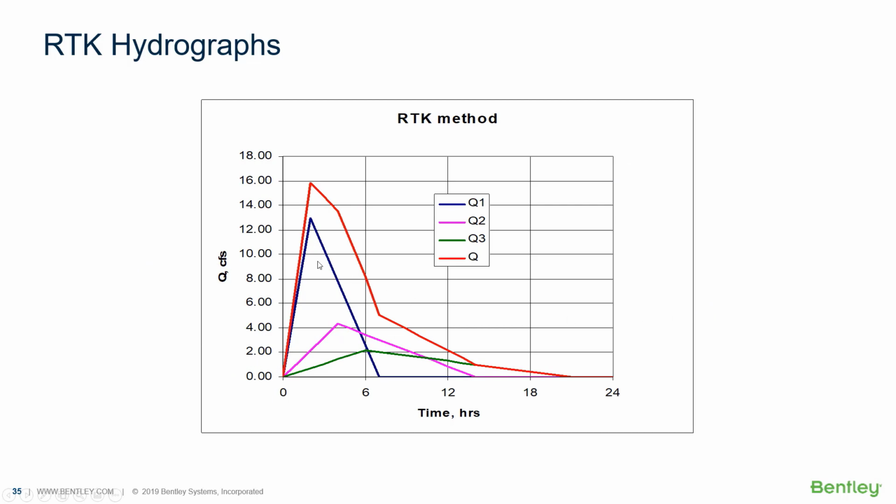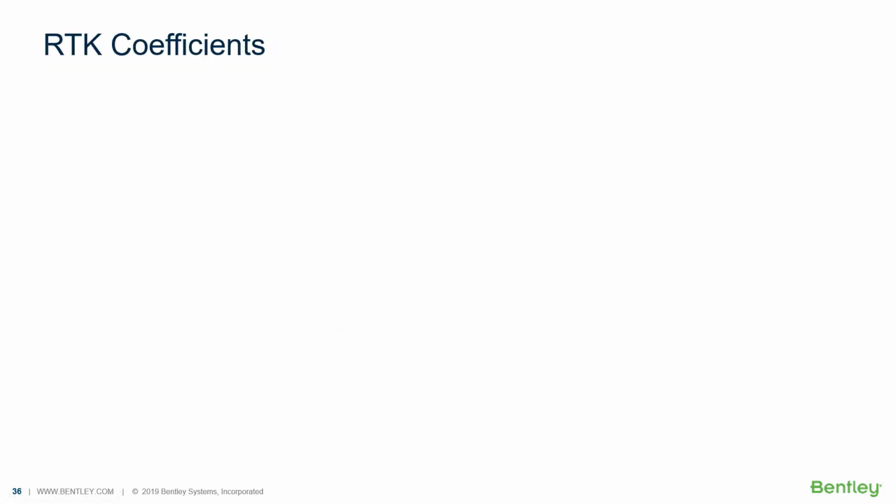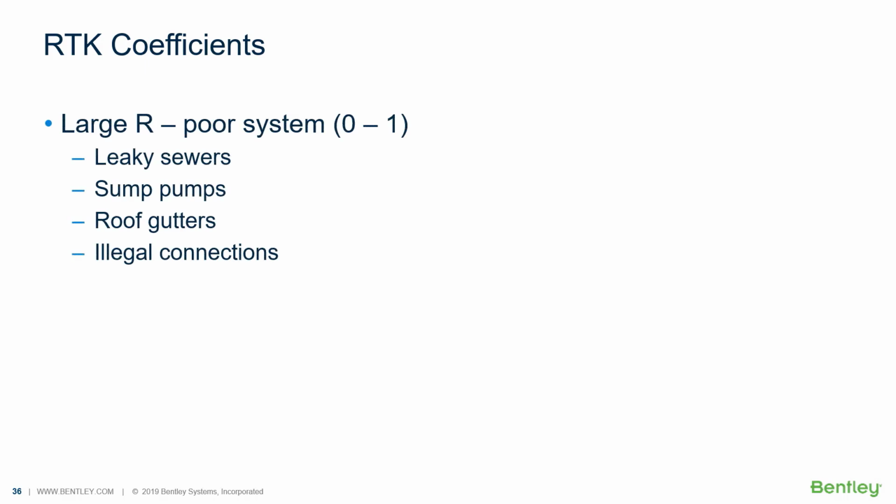Take the three of them, the rapid, intermediate, and slow, and they make a reasonable shape hydrograph. And you have a lot of adjustments you can make to make this work. Of course, having a lot of adjustments means there's more thinking you have to do. And in this case, you have to adjust those RTK coefficients. So in leaky systems, you have a large R value, or a lot of sump pumps, roof gutters, illegal connections. Your R is going to be big.